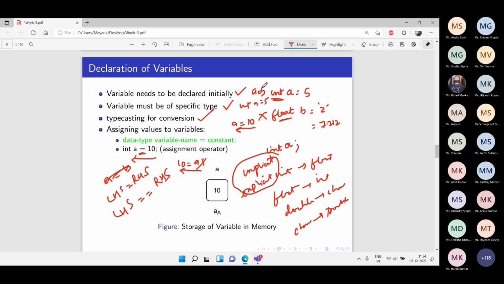Sir, you have used single quotes in the char b equals to z. What are these single quotes? This single quote defines that you are putting some character here. Sir, what if we directly declare char equals to z? Then do we need to use these single quotes or not? Try it yourself. Whether a compilation error comes or not, you will find out yourself.